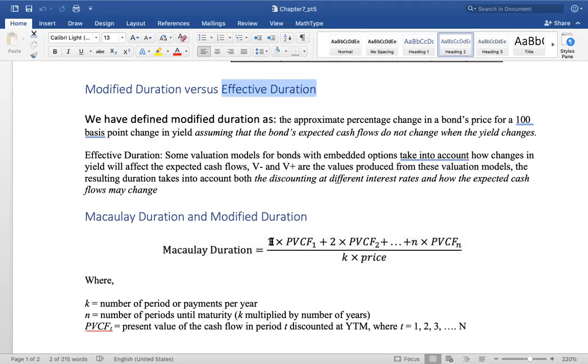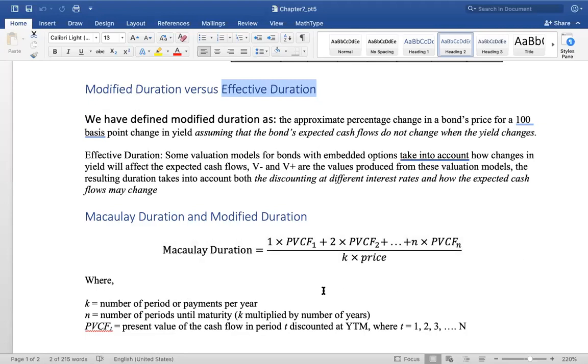This will be 0.5 for 6 months, 1, and so on and so forth. Add them up and then divide them with K into the price. K here is the number of periods or payments per year. N is the number of periods until maturity, which is K multiplied by the number of years, and present value of cash flows. So this is the Macaulay duration.